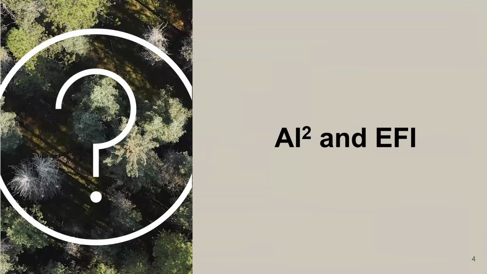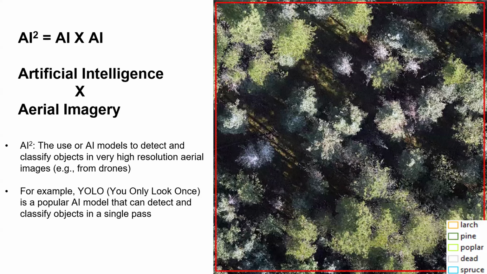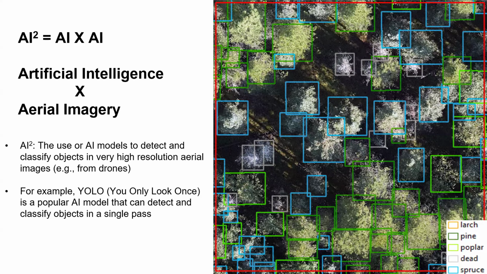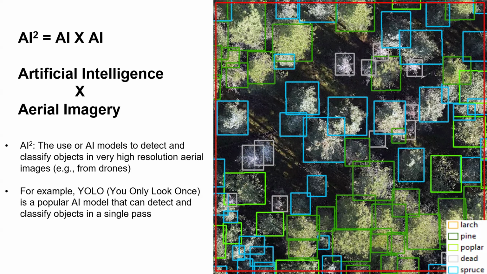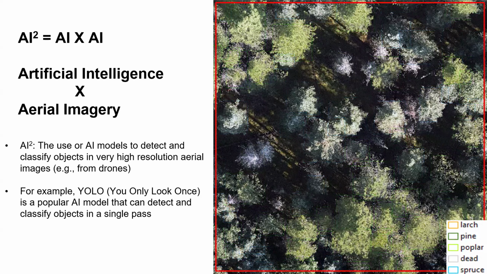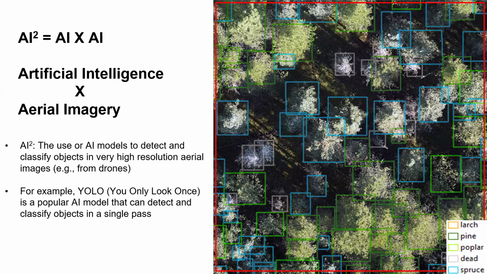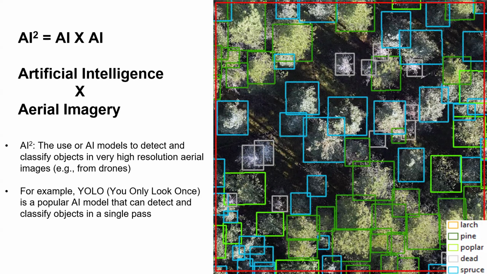So what is this thing of AI squared? AI squared is simply the use of AI models to detect and classify objects in very high resolution aerial images, such as those from drones. In this study, we're going to be using YOLO, a popular open source AI that we are training to draw bounding boxes, what you see there in the photo, around tree crowns, and YOLO is able to do this in a single pass to draw boxes and label them with their tree species.